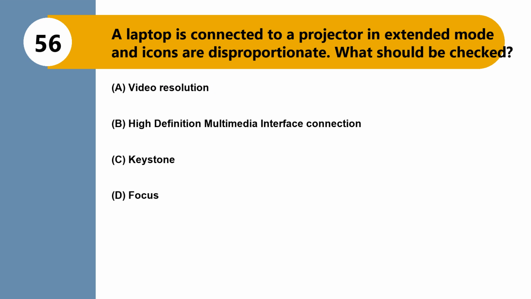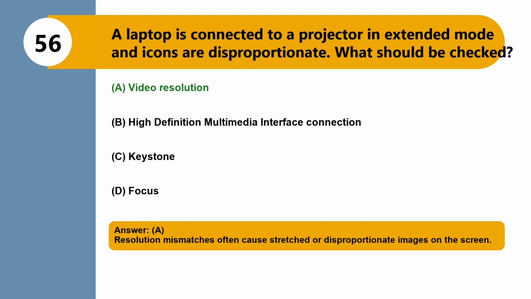Question 56. A laptop is connected to a projector in extended mode and icons are disproportionate. What should be checked? Option A, video resolution. Option B, high-definition multimedia interface connection. Option C, keystone. Option D, focus. The correct answer is option A, video resolution. Resolution mismatches often cause stretched or disproportionate images on the screen.